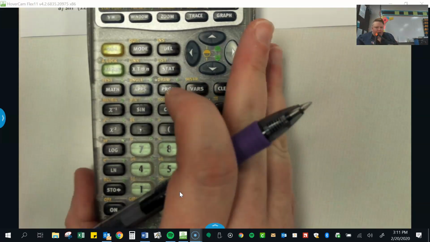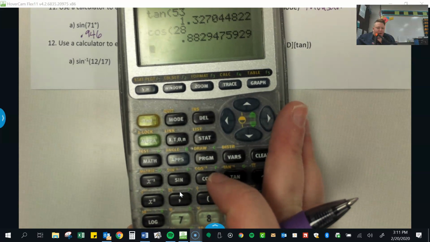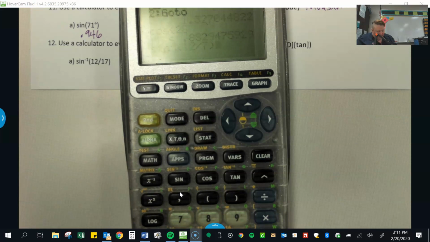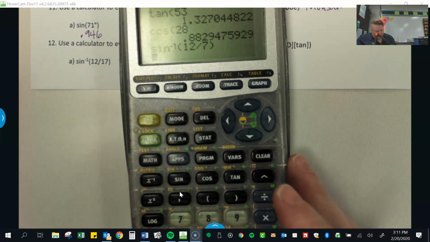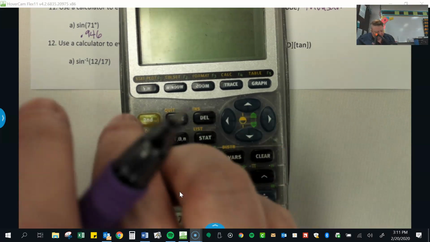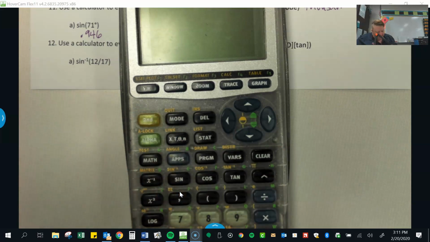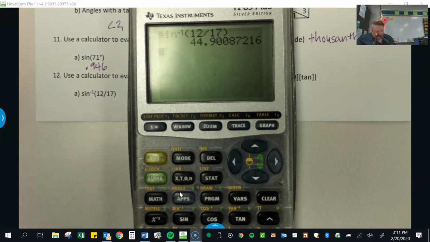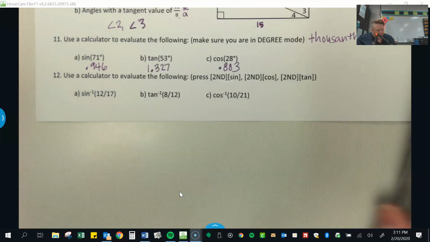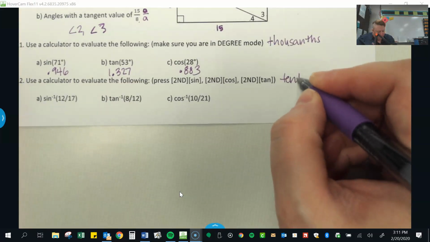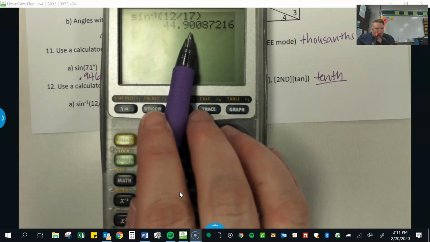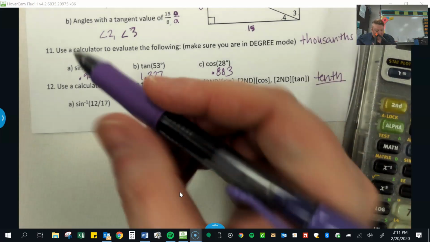This is also putting in the calculator, but you're just using the inverse, okay? So you're going to do second sine 12 divided by 17. How did I know to do the inverse? That's because of that little -1. That's how I know to do the inverse, that -1. 44.9, we're rounding this to the nearest tenth. I'm going to change it up on you. We're going to round these to the nearest tenth. So this is 44.9. There's a 0 after the 9. That doesn't change the 9.